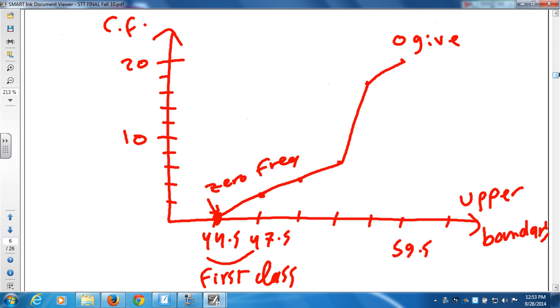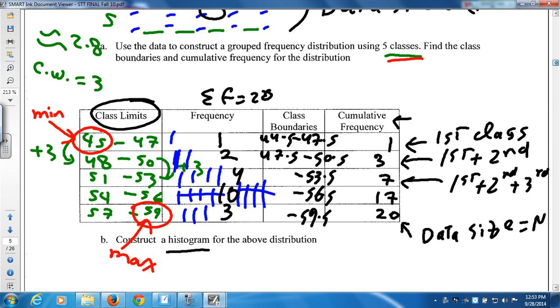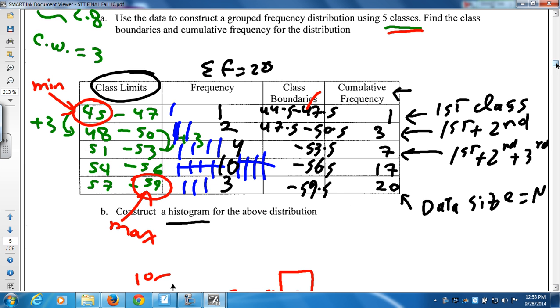Okay? You always use the upper boundary for the cumulative frequency. For the cumulative frequency, which is 137, use the upper boundary. So when you graph, if you go back to the table, you are graphing the upper boundary with the cumulative frequency. This will be the horizontal or x-axis, and this will be the y-axis, the vertical axis. That's how you do the ogive. You use these two together to do the ogive.